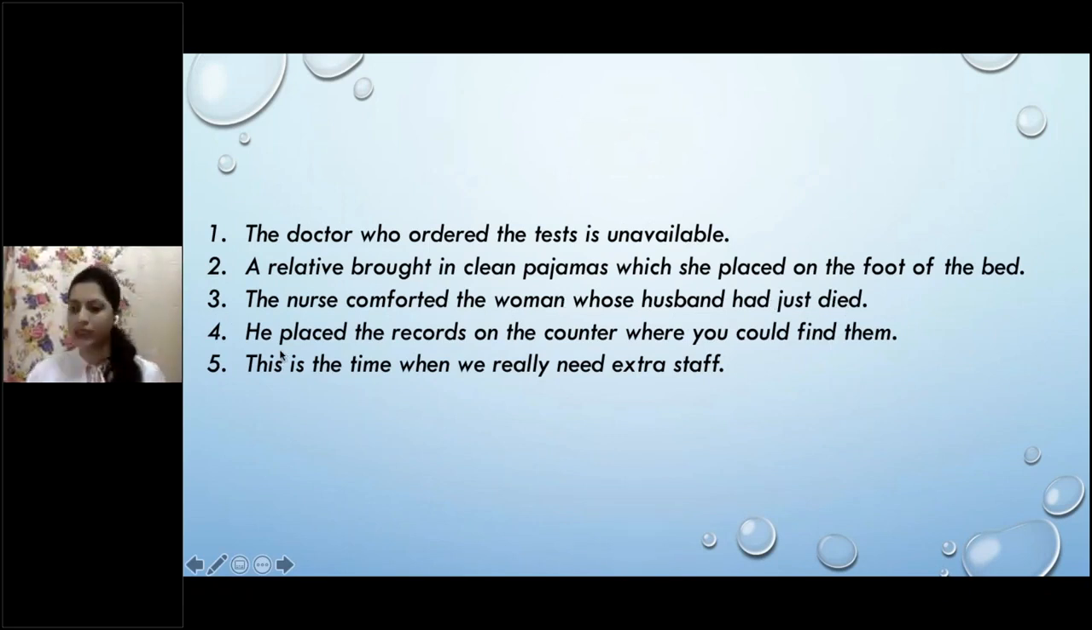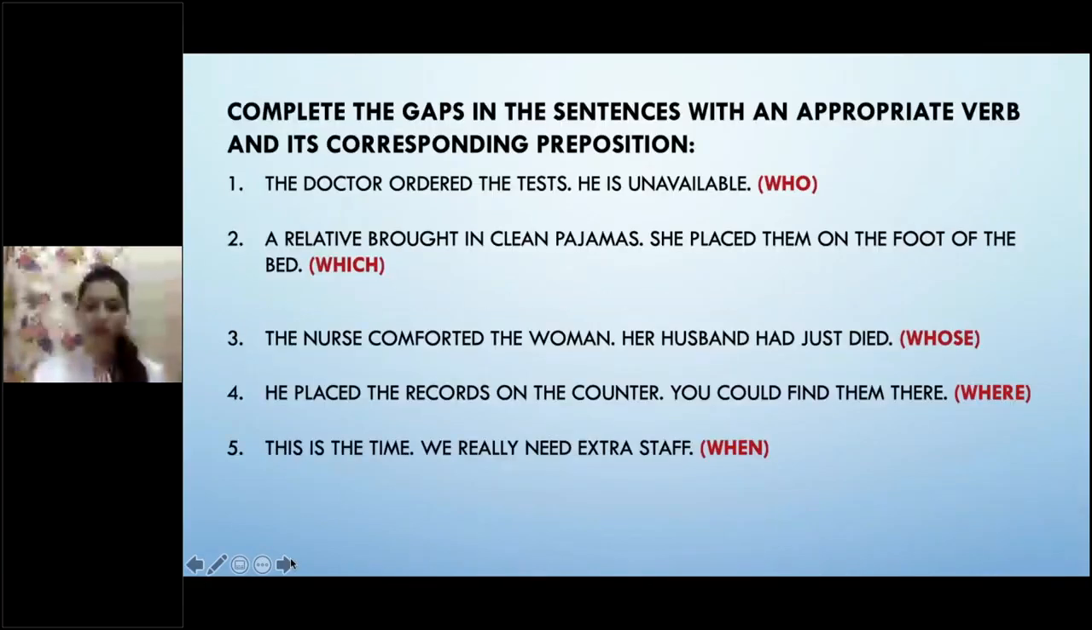The fourth sentence was: he placed the records on the counter. You could find them there. And the clue word was where. So: he placed the records on the counter where you could find them. The last sentence was: this is the time. We really need extra staff. And the clue word is when. This is the time when we really need extra staff.